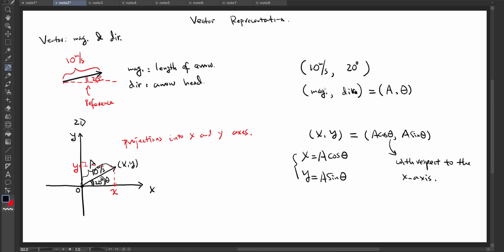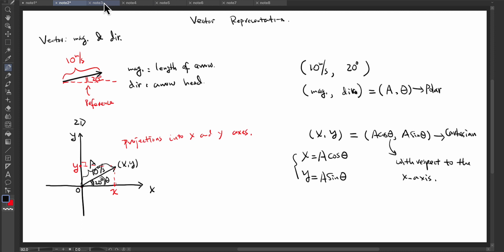Now let's also give the previous representation a name. Let's call this polar representation. A vector's polar representation will represent this A, the distance from the origin, and theta, the angle with respect to the x-axis. Okay, now this representation is the Cartesian coordinates of the same quantity. Now that's the vector representation in 2D.